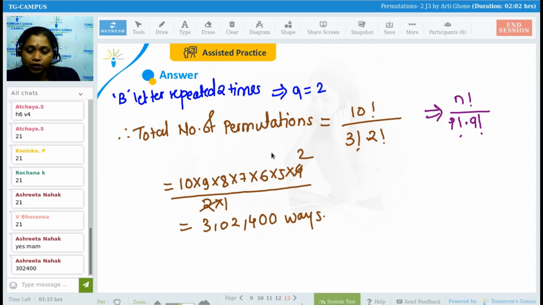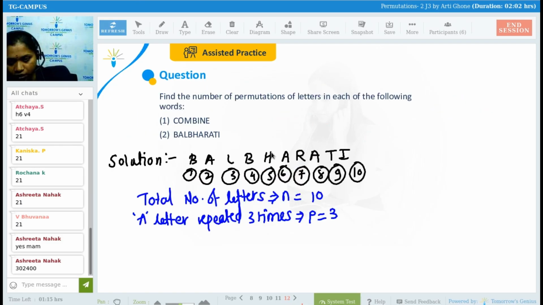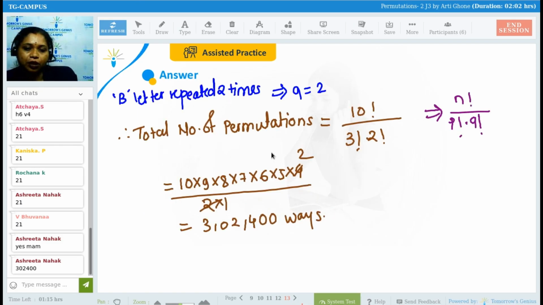3,02,400. Oh my god. Bal Bharti is making lots of words with the arrangements. Done. So combine, you can do it later on. Combine one. Okay, it's simple. Should I proceed? Now next one.